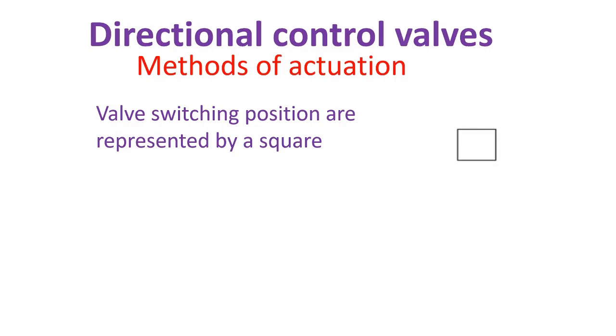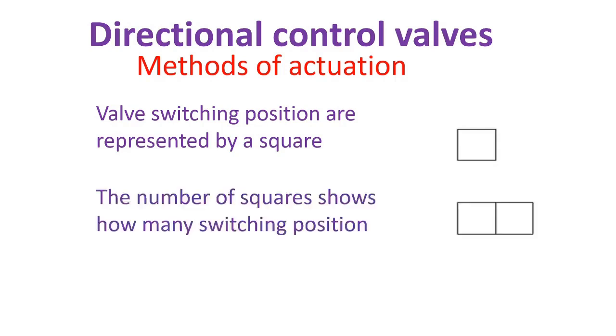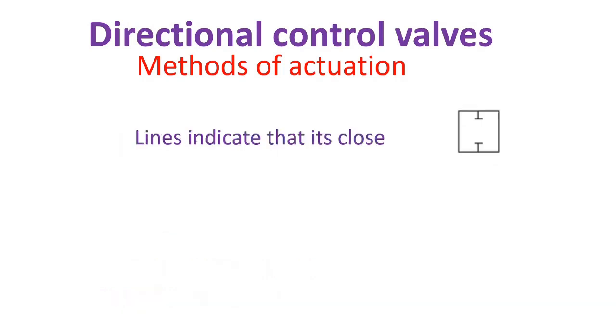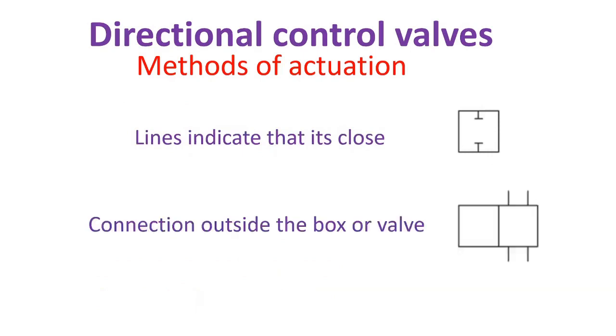Valve switching positions are represented by a square. The number of squares shows how many switching positions. Lines indicate flow path, arrows indicate direction. T-shaped lines indicate that the port is closed. Connections are drawn outside the box of the valve.